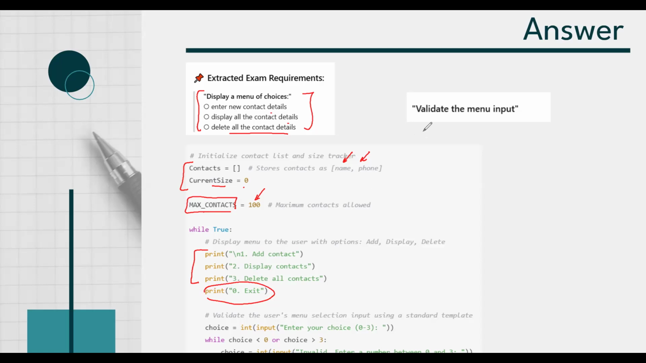And then we also need to validate the menu, which is also part of the requirement from the exam. So you can take this portion as a template for a menu, and here we say while true, which is a loop that continues running unless you write break to stop it. So if you choose 1, that will add a contact. If you choose 2, that displays all the contacts. If you choose 3, you will delete all the contacts, and 0, you will exit.